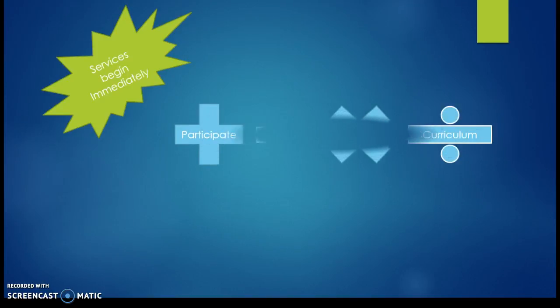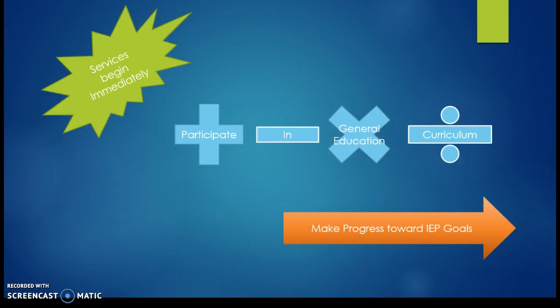Even for such severe offenses, the student still has the right to a free, appropriate public education. This means that services start immediately. They start on the first day that the decision is made for an IAES. The student must still be allowed to participate in the general educational curriculum, and they must still be making progress toward their IEP goals.